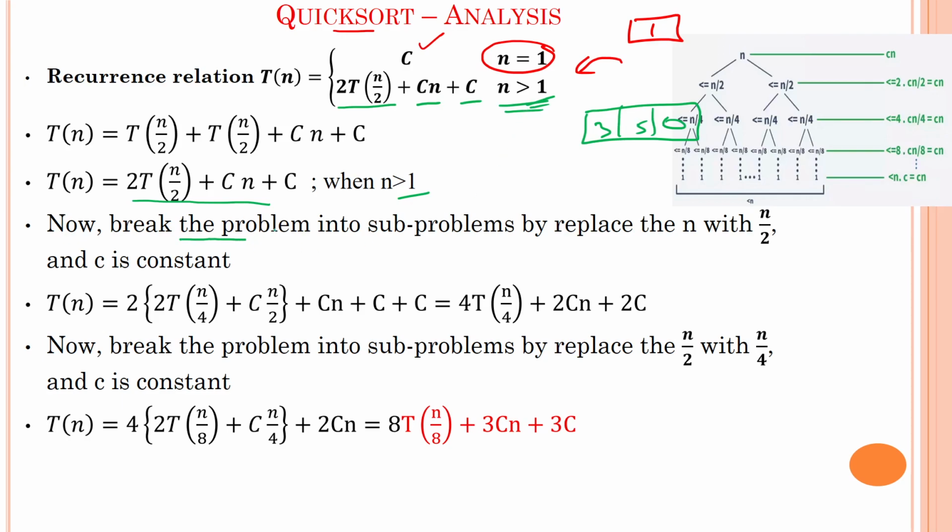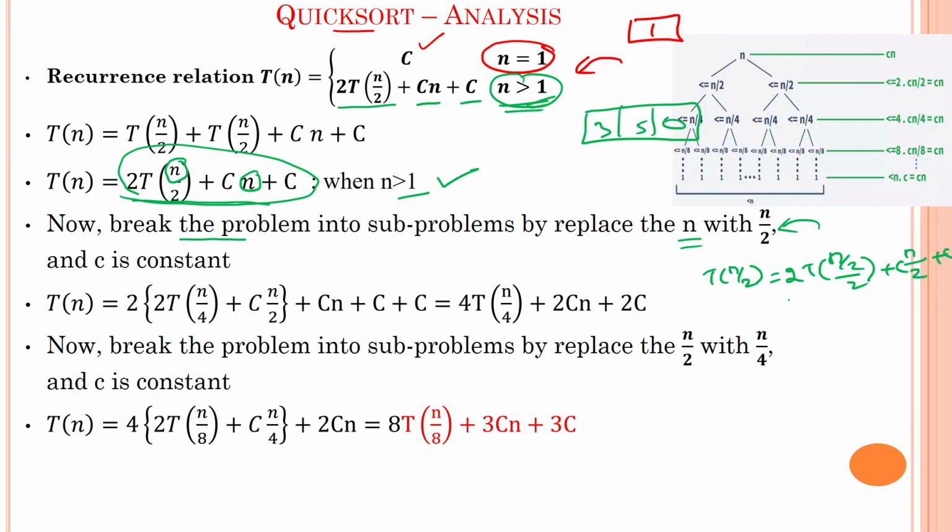Now we break this problem of size n greater than 1 into subproblems by replacing n with n by 2 in this equation. Wherever n is available, you have to substitute the entire term. When you substitute, you will get T of n by 2 equal to 2 times T of n by 2 by 2 plus c into n by 2 plus c. So this is the entire term.